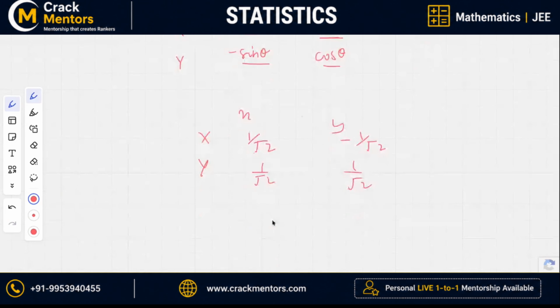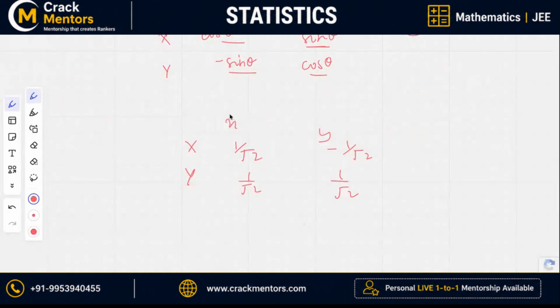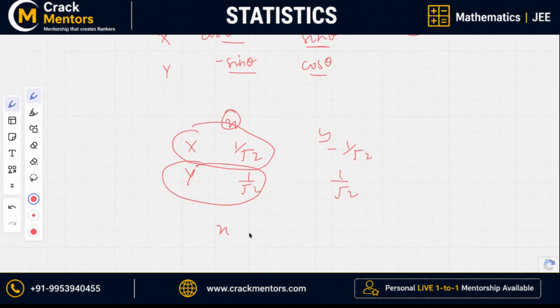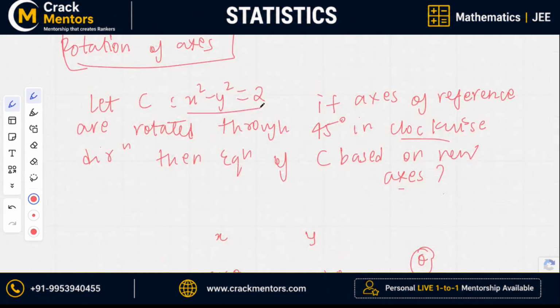That means since you have to replace the existing with new, you can write x as this plus this, and y similarly. So x becomes x by root 2 plus y by root 2. And similarly, can you tell me what would be y? That would be minus x by root 2 plus y by root 2. Just replace your x and y with this in this equation, and that will be your answer.